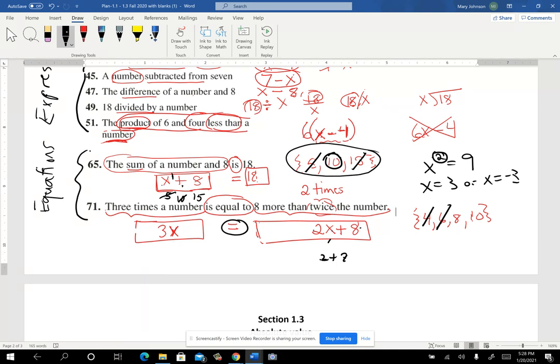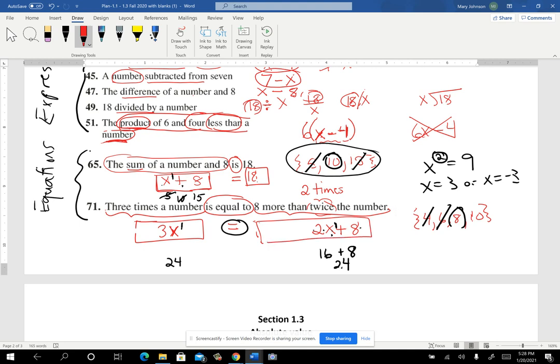Well, let me move on. Let me try 8. If I put an 8 in here, I get 24. If I put an 8 in here, that's getting multiplied by 2, which would be 16. But when I add the 8, I get the 24 I'm supposed to. So 8 works. Again, this turns out to be a linear equation. You don't necessarily know that yet. So it turns out 8 would be the only solution. There can only be one.